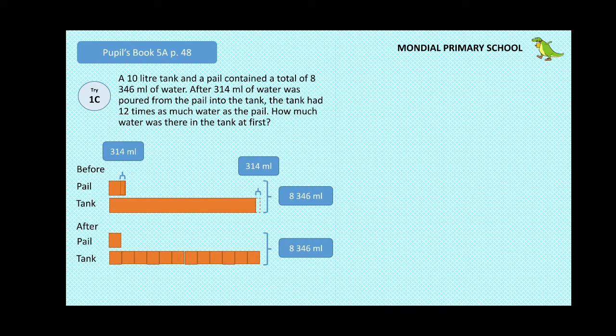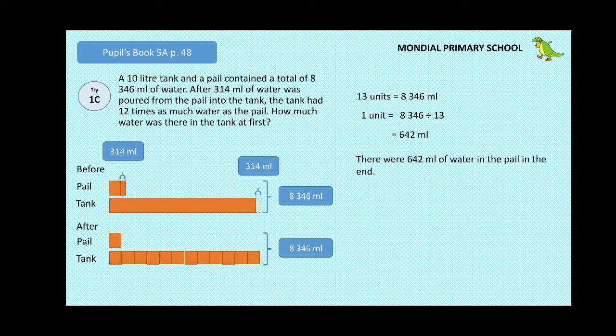1 unit of water in the pail and 12 units of water in the tank. So we have 13 units altogether. 13 units equals 8,346 milliliters. How can we find 1 unit? Nice! 8,346 divided by 13 is equal to 642. Great job! There were 642 milliliters of water in the pail in the end.